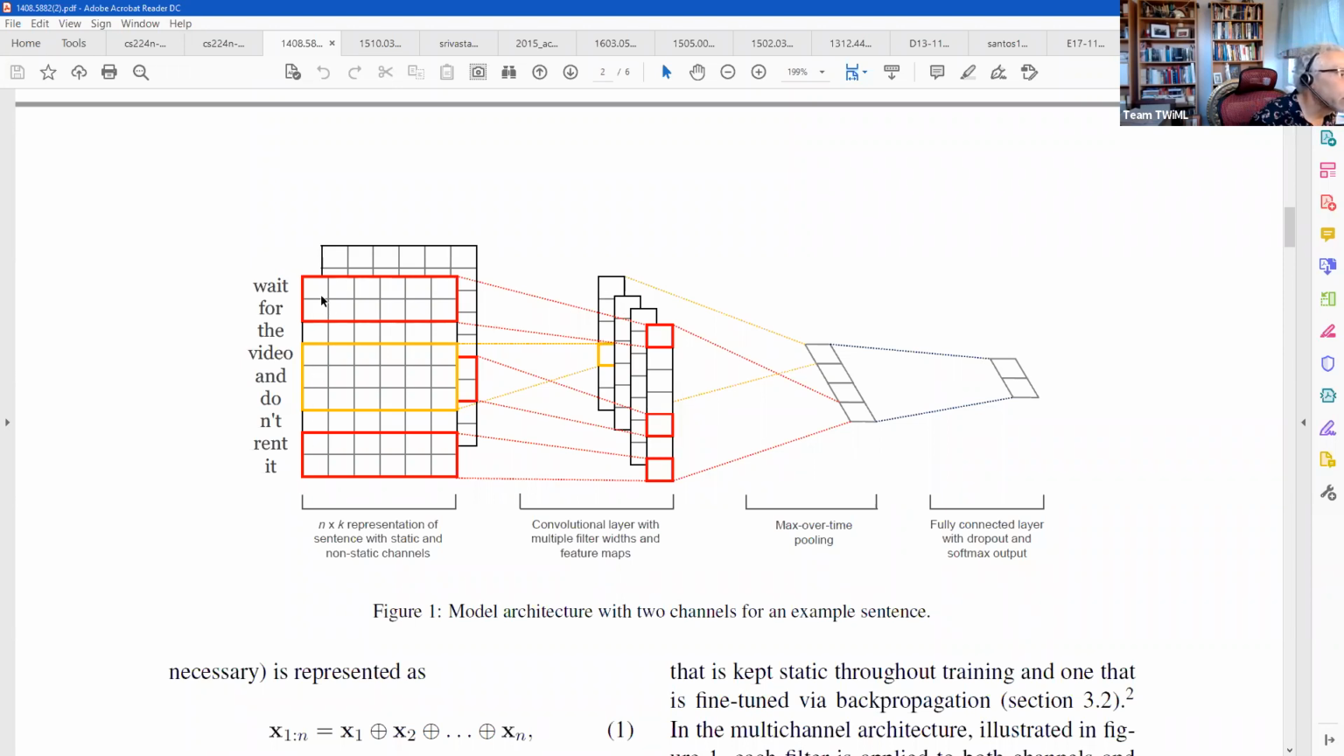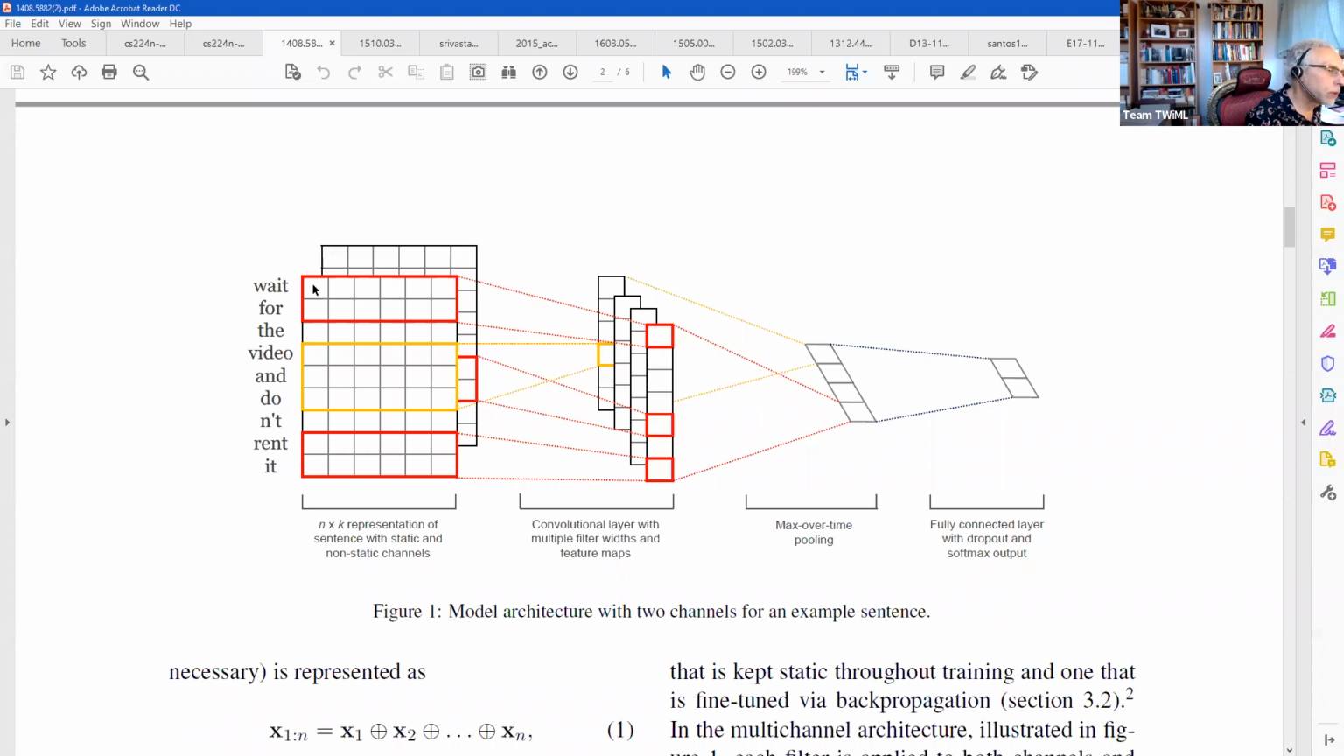Oh, there's 8. Wait. N minus m plus 1. There's 8 positions, right? N minus m, 9 minus 2 plus 1. So there's 8 possible positions. So this should have a length of 8, and it only has a length of 7. That's a typo, I think. You can easily convince yourself, right?